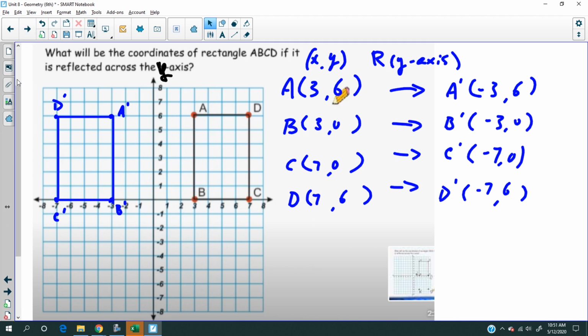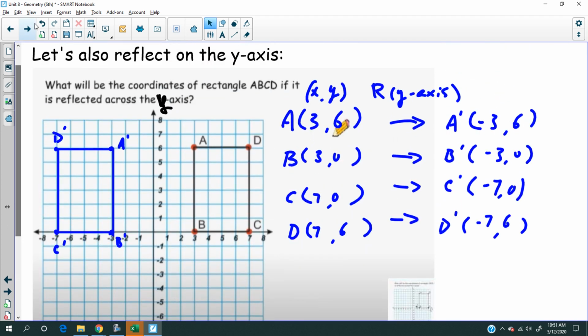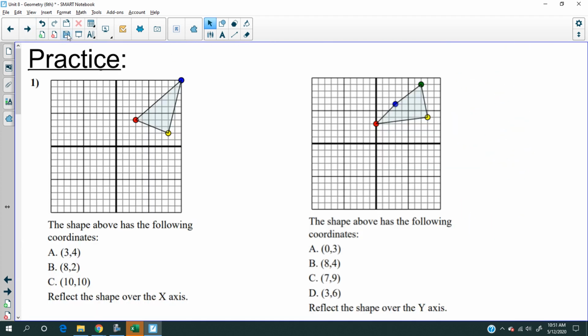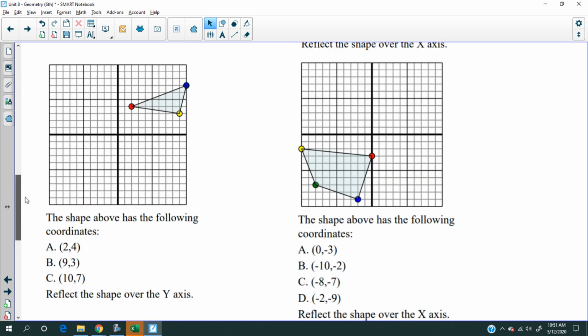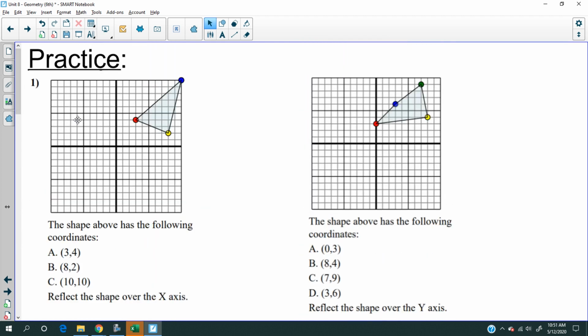Let's see now. What is down here? Nothing. Okay. All right. So what we'll do is we'll practice. All right. Let's do a couple more together, and then I'm just going to let you guys practice, okay, for the rest of the period. So you'll be practicing with this.